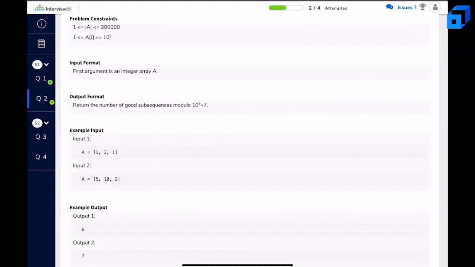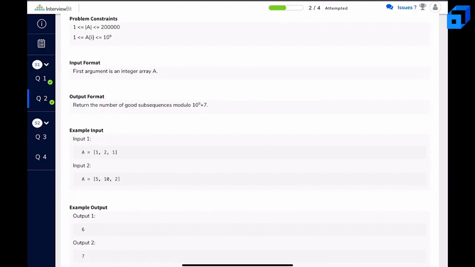For example, if A is 1, 2, 1, the total number of good subsequences will be 6, because all subsequences of length 1 are good, as the frequency will be 1. Similarly, all subsequences of length 2 will be good because for the subsequence 1, 2, the frequency is 1. For the subsequence 2, 1, the frequency is 1.